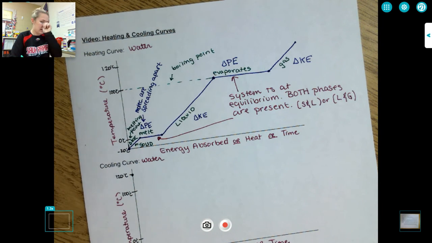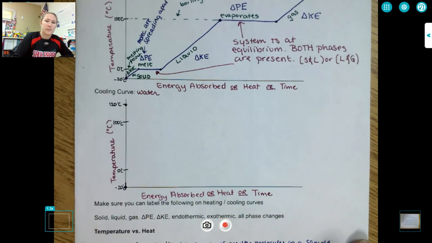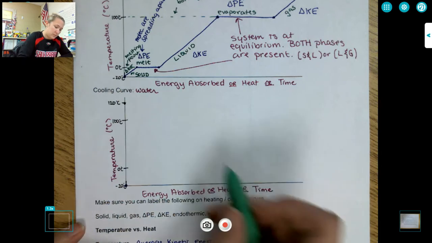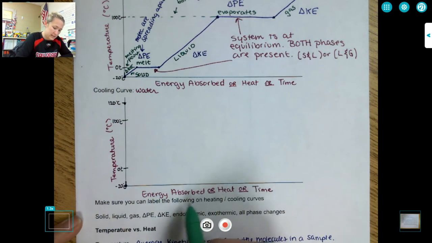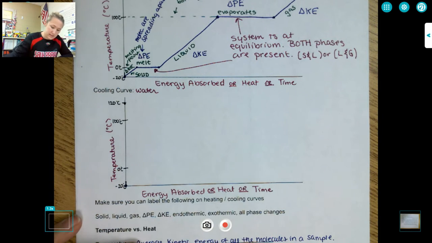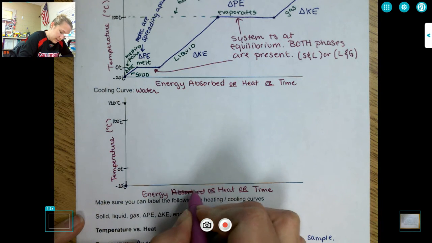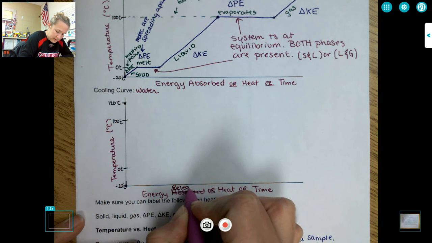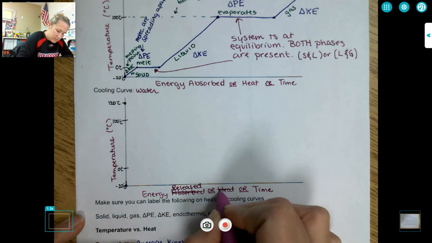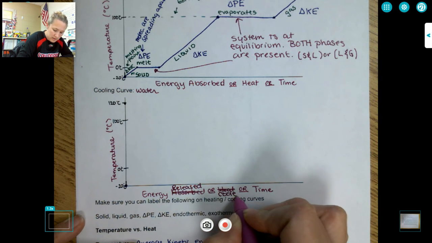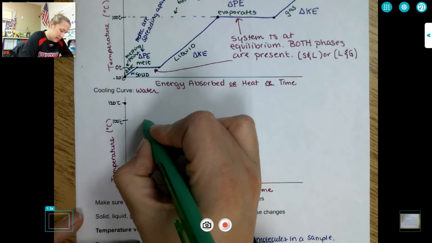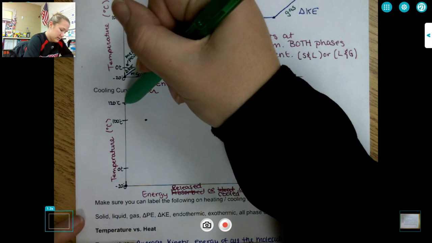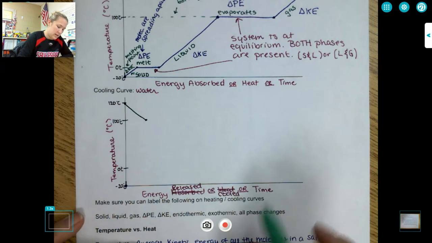So melting point at 0 degrees Celsius, boiling point at 100 degrees Celsius. So for my cooling curve, starting at 100 degrees Celsius, I'm going to decrease, because now instead of it being energy absorbed, it's energy released, or it's being cooled, over time. So I'm decreasing until I get to 100 degrees Celsius. So I decrease until I get to 100.